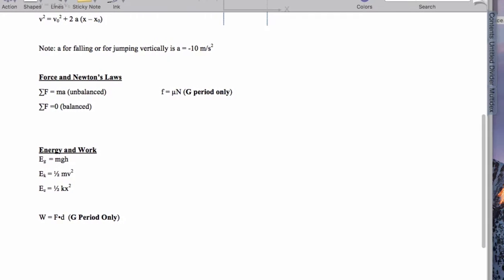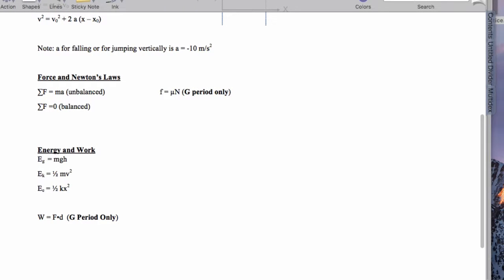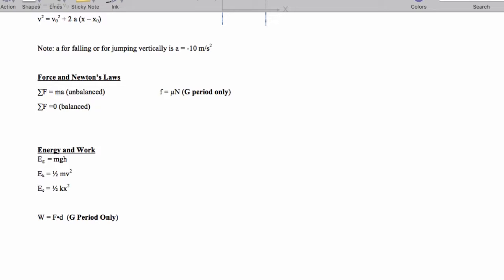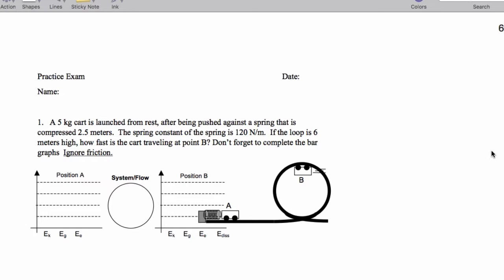Practice test, gonna solve the practice test. All right, let's do it. Problem number 1. So, if you notice, it says right here, ignore friction.